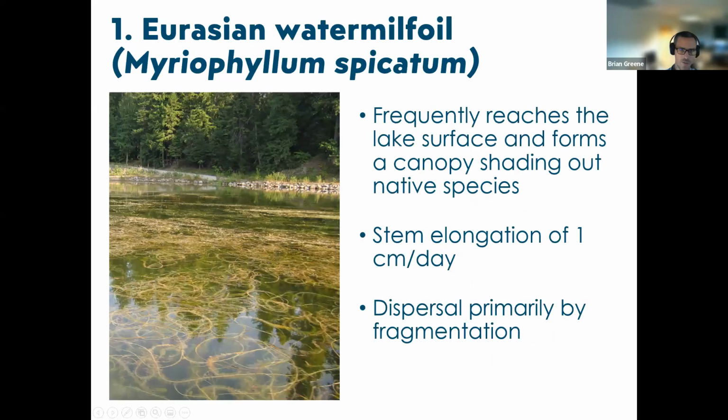The first species is Eurasian water milfoil. This is our most common invasive species in the Adirondack Park. It can grow super dense, a submergent plant growing from the bottom all the way up to the surface, growing up to 1 centimeter a day. It primarily spreads by fragment. So little tiny pieces break off, they can float to a new area and then they land in the sediment and start growing. So super, super strong growth.